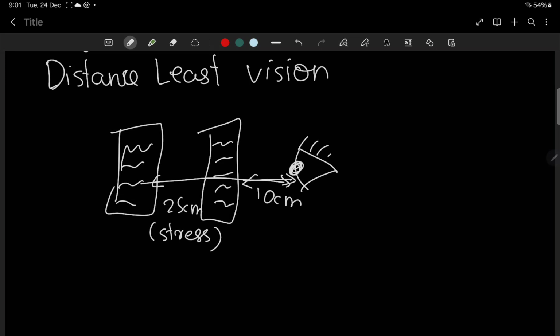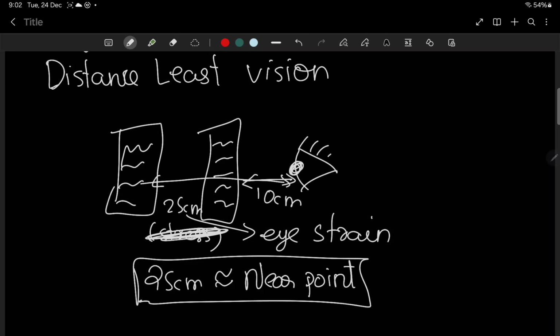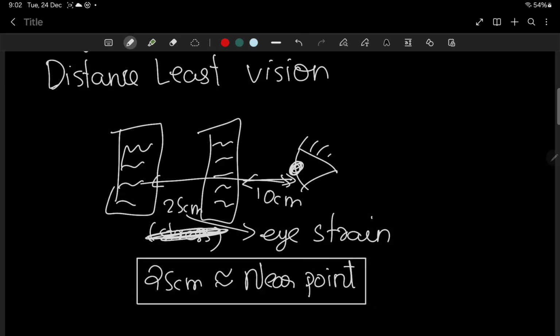But still, stress means what? Strain for the eyes, not longitudinal stress and all, not the normal English word stress. We have eye strain, but still we can read. So 25 centimeter is known as the near point for human vision. That is the least distance at which we can view something, the least distance of vision. So please note this, 25 centimeter is the near point for humans.